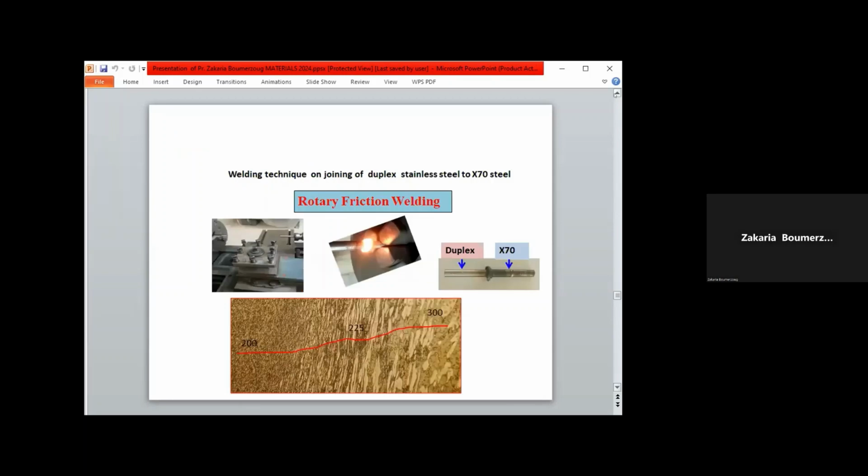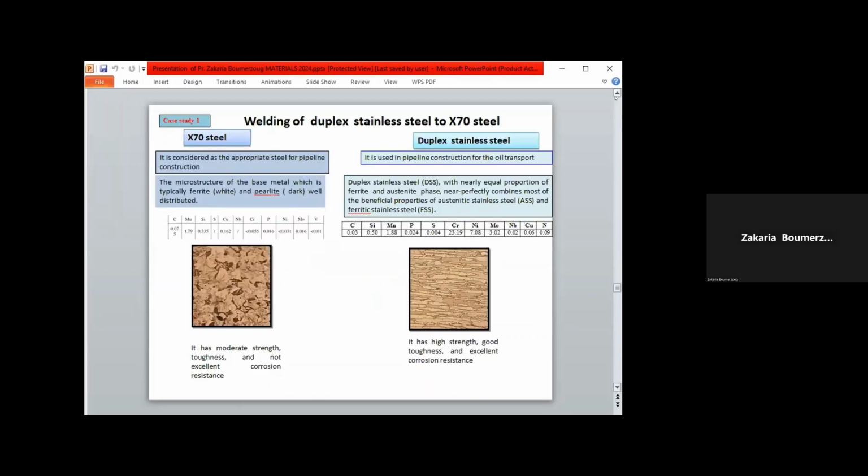Here I want to show you some case studies of dissimilar metals welded by friction welding. For example, here is an example of welding of 2 dissimilar steels. The first one is X70 steel, which is ordinary steel, with duplex stainless steel. The two steels are used in pipeline construction. Maybe in some cases we can weld those 2 dissimilar steels.